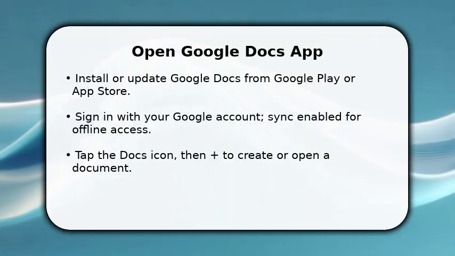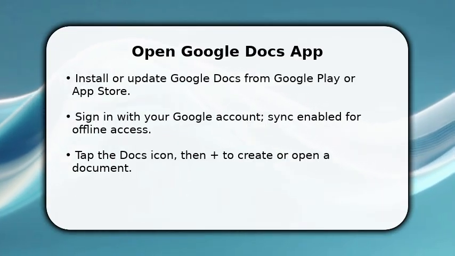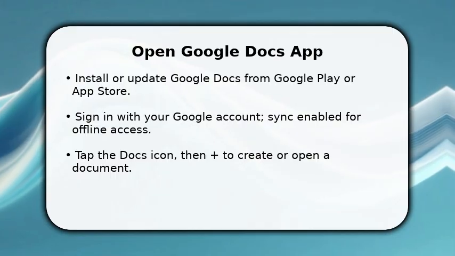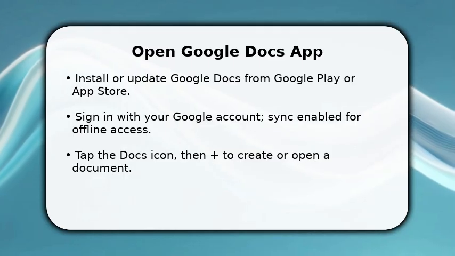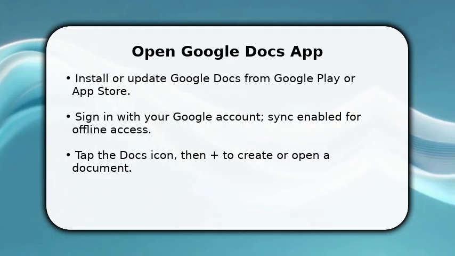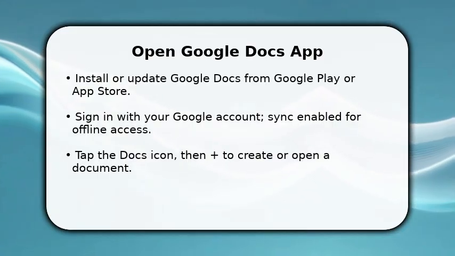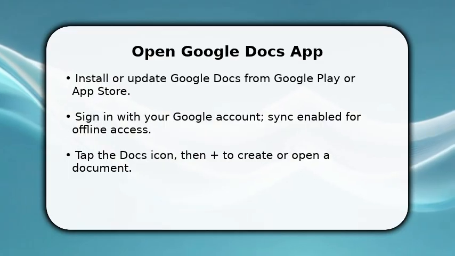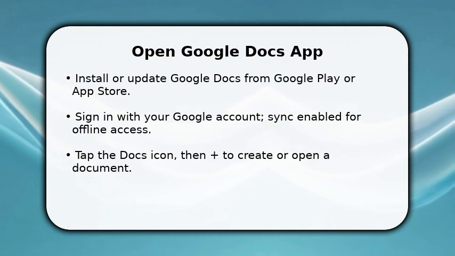You'll start by opening Google Docs on your phone and signing in so your files sync. Once signed in, tap the Docs icon and press the plus button to create a new document or choose an existing file. Make sure mobile data or Wi-Fi is active. Offline access requires enabling it in settings. If prompted, grant storage and microphone permissions so you can import files and use voice typing. These first steps get you straight into editing without extra setup delays.